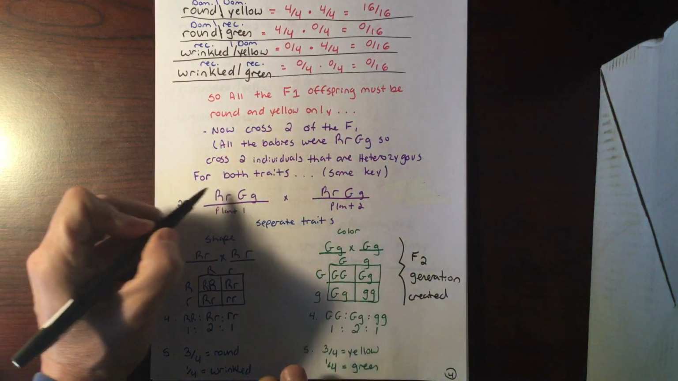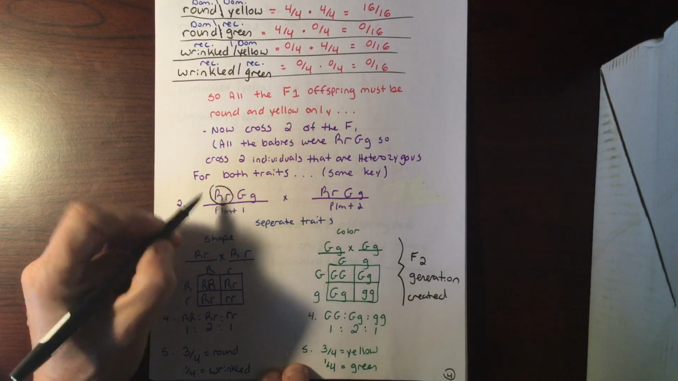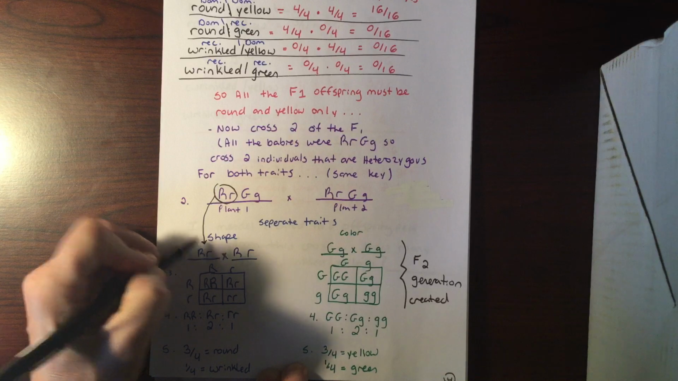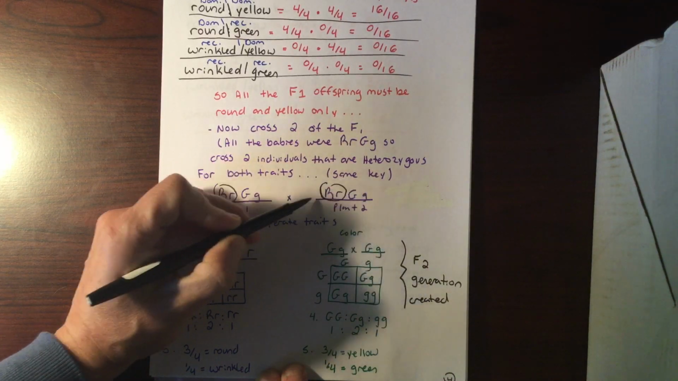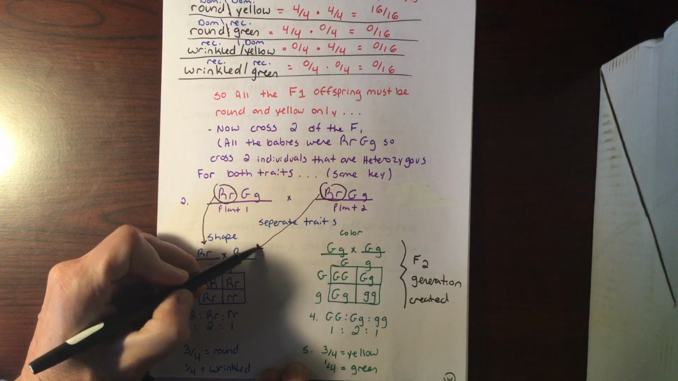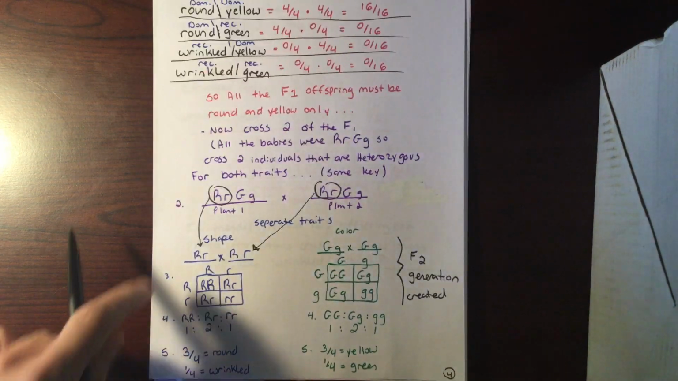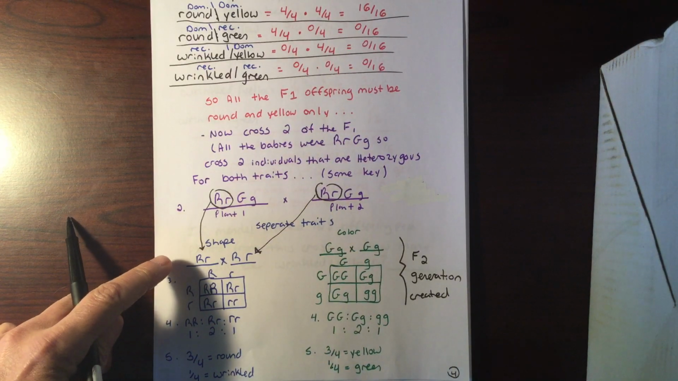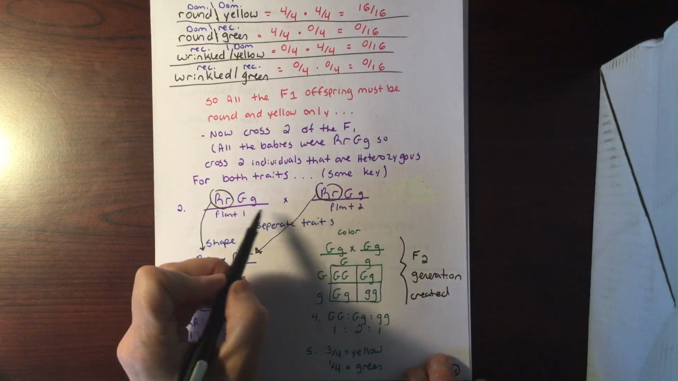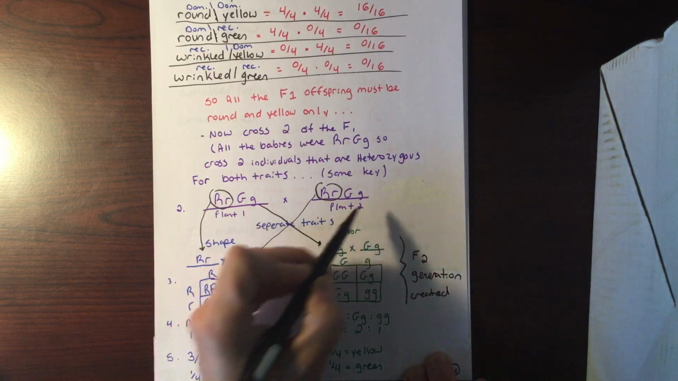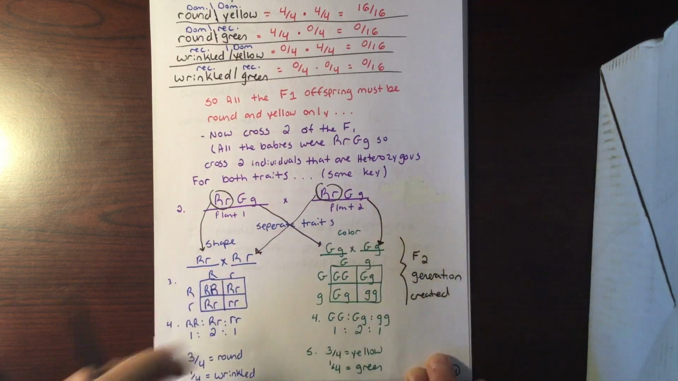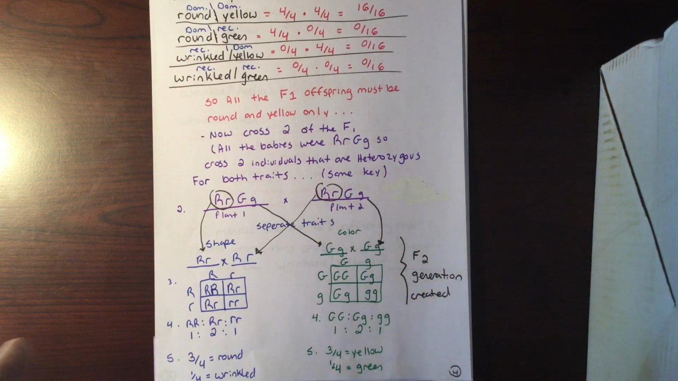So once again, parent number 1 for my shape is going to go right here. I'm going to take parent number 2, separate it out for shape. I want to keep my letters the same. So let's keep my R genes together. For my color, parent number 1, big G, little g. Parent number 2, big G, little g. Still the same. Keep them together.